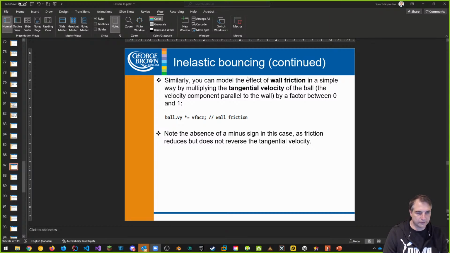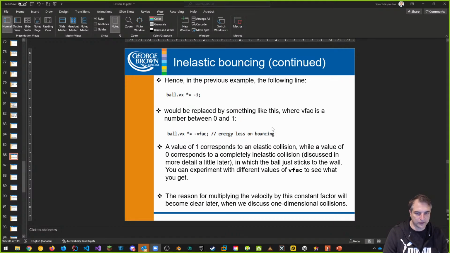Similarly, you can model the effect of wall friction in a simple way by multiplying the tangential velocity of the ball itself as well. So two things. Notice that this is energy loss of bouncing. In other words, the bounce itself, which is across the horizontal, across the x-axis, that's where the ball actually squishes. Remember, when we think about the ball itself, instead of the ball being perfectly elastic and maintaining its shape, we have a little bit of deformation in real life, where the ball doesn't stay completely rigid.